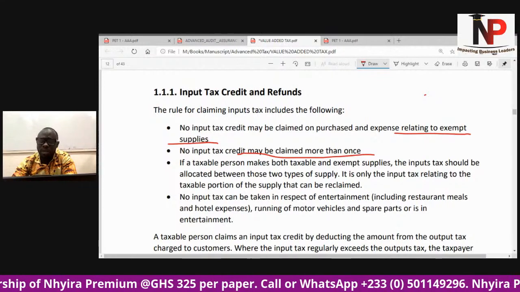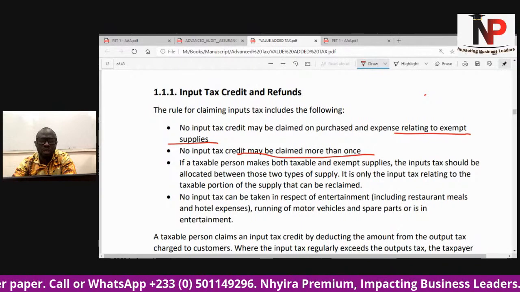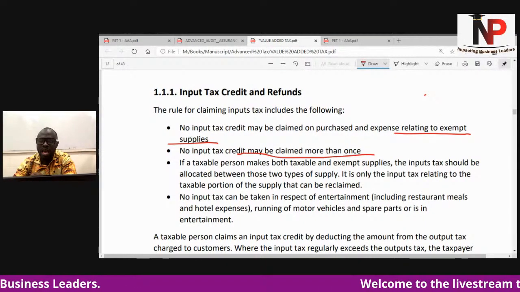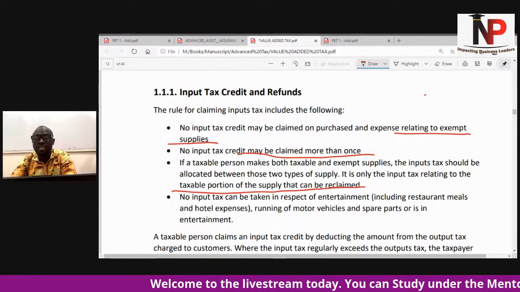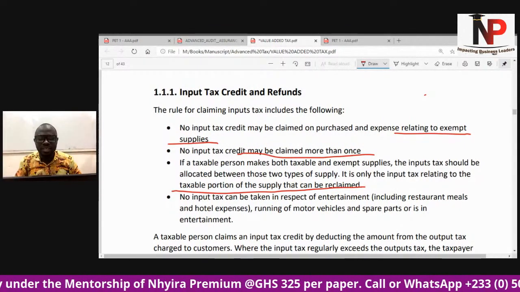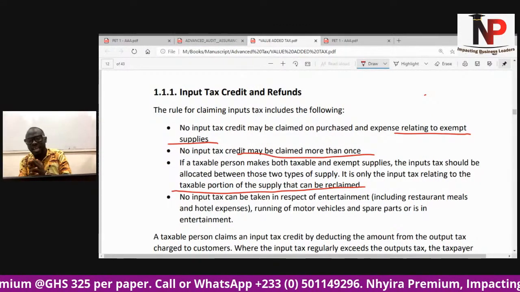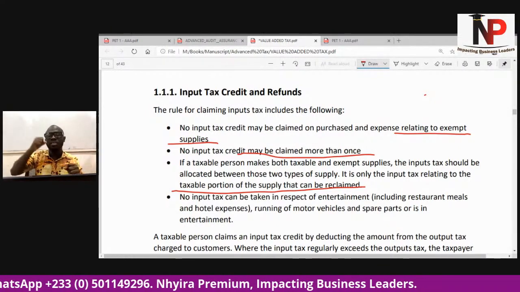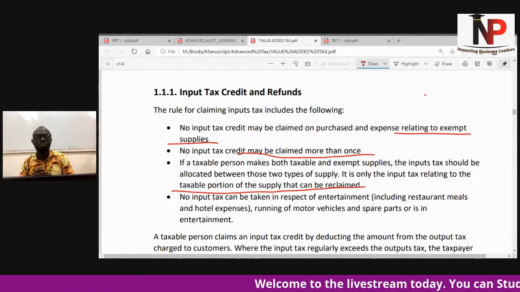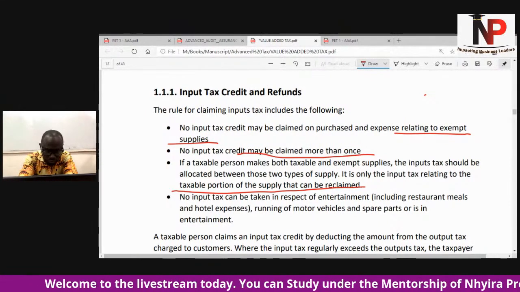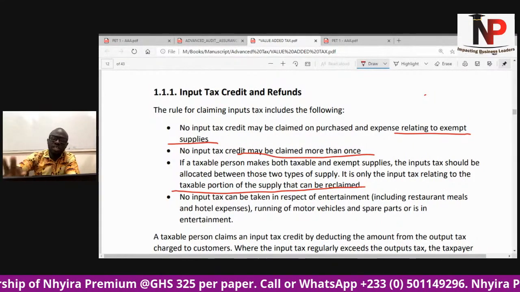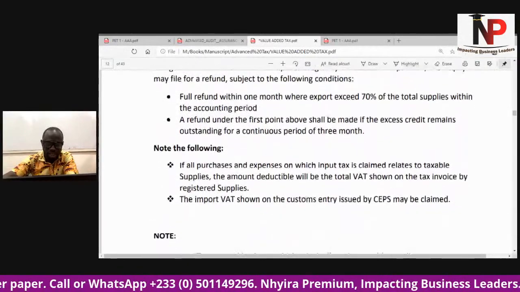Three, if a taxable person makes both taxable and exempt supply, the input tax should be allocated between those two types of supply. It is only the input tax relating to the taxable portion of the supply that can be reclaimed. And we just mentioned this, because with exempt supplies, you can't claim any input tax. You can only claim the input tax on taxable supplies. So where somebody undertakes a mixed supply, if we can separate it into the taxable component and the exempt component, then you will only claim input tax on the taxable component. Then the last one is, no input tax can be taken in respect of entertainment. We mentioned that as well. So these are some of the rules governing taxation in Ghana.